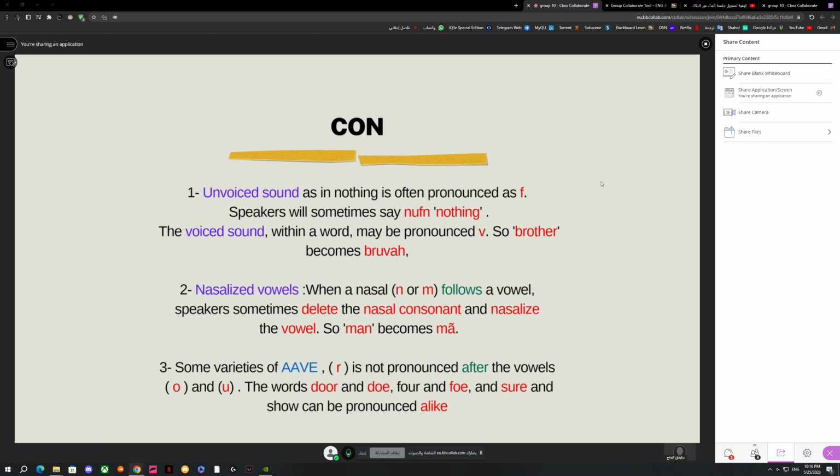Three, in some varieties of African American English, r is not pronounced after the vowels o and u. The words door and do, for and fo, and sure and show can be pronounced alike.